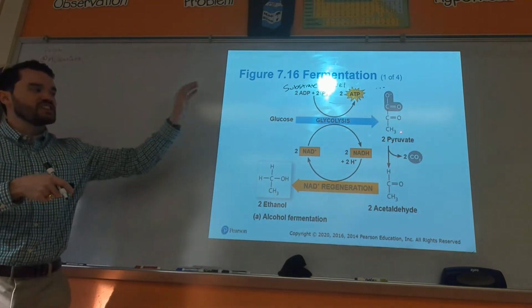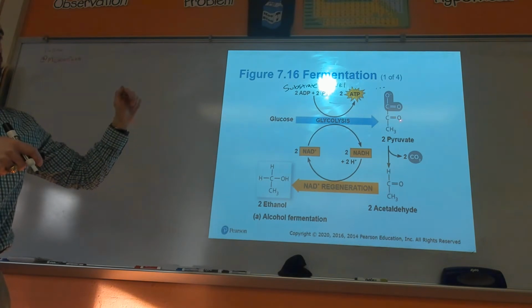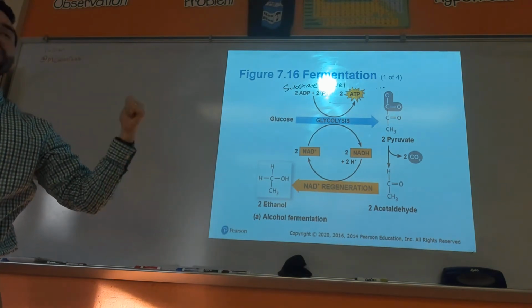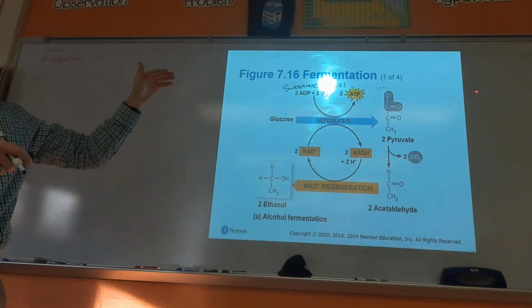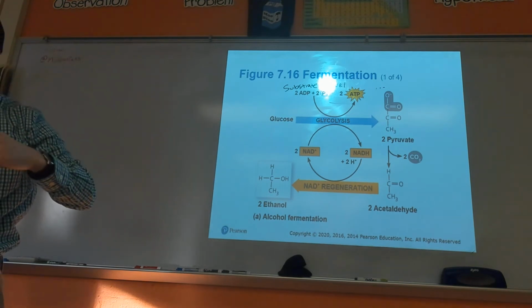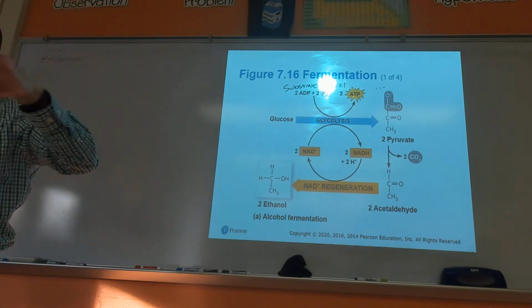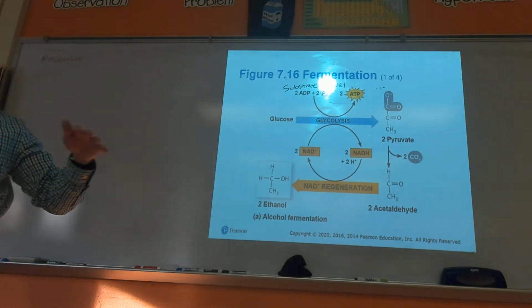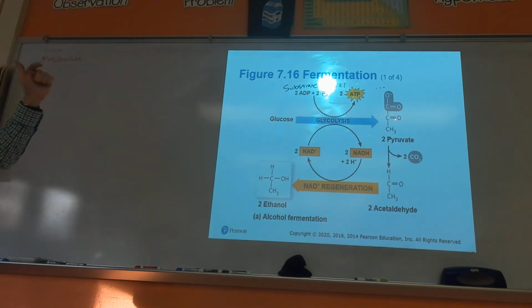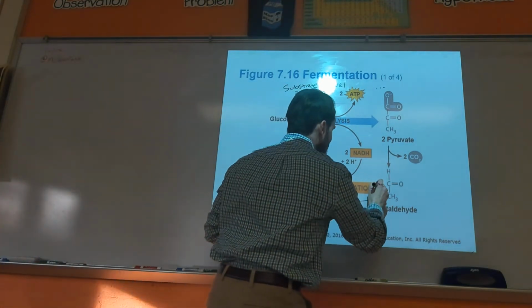If oxygen's present, those 2 pyruvate would then go into pyruvate oxidation to make the acetyl-CoA. Acetyl-CoA goes into the citric acid cycle, and then we go to the electron transport chain, and you do that whole process. But if you don't have oxygen, the pyruvate will then be turned into acetaldehyde and ethanol. The reason why we do this reaction of pyruvate to acetaldehyde to ethanol is to regenerate NAD+.